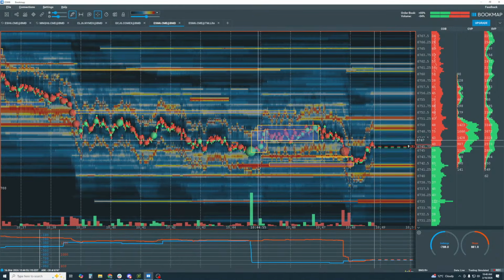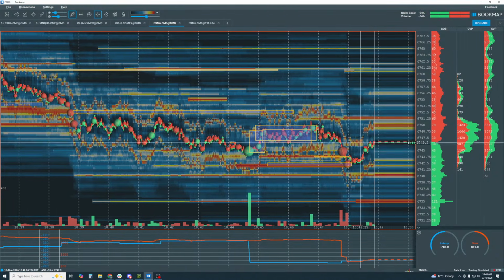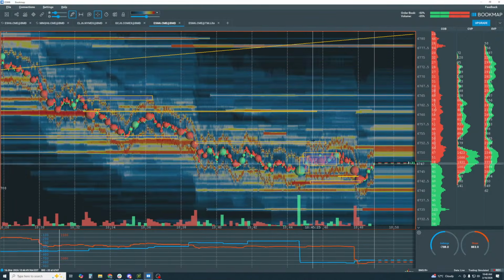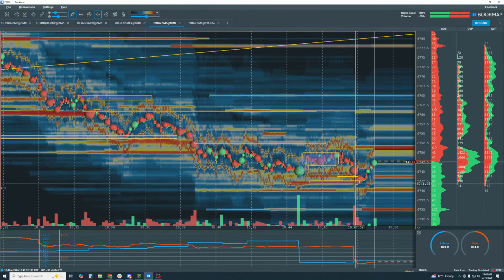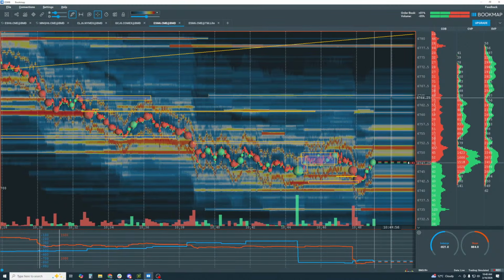Okay, so this is very typical, right? If we get this, if we see that aggressive accumulation in here. Now again, we're not really at, well, yeah, we are at a key level. So we just came down to the swing of the day.